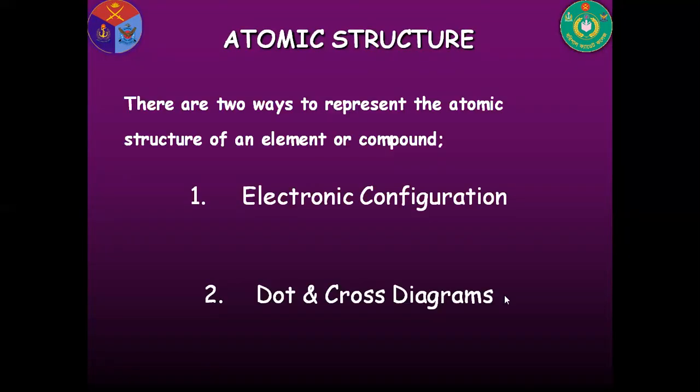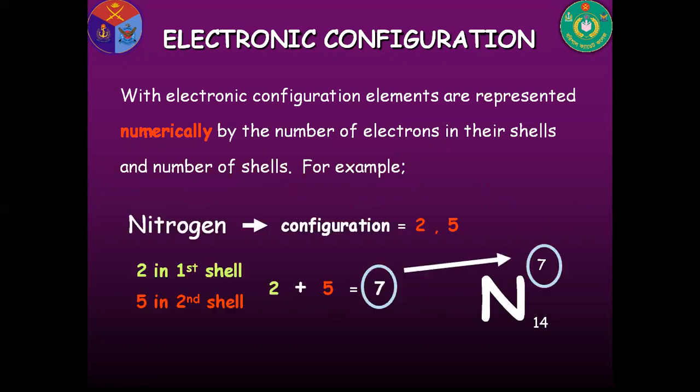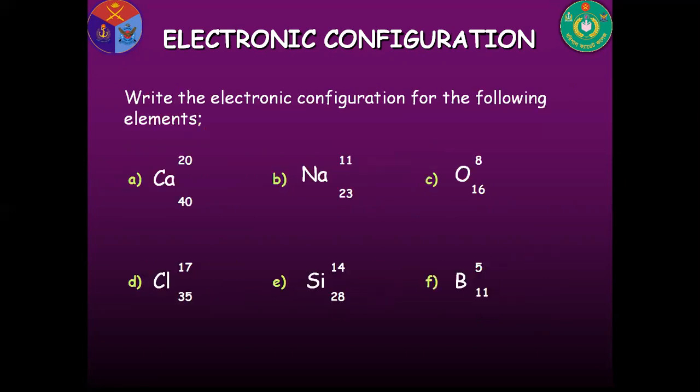Atomic structure can be developed by considering electronic configuration and by using dot and cross signs also. Previously we discussed it by using the dot sign. Now we discuss it by using the cross sign.